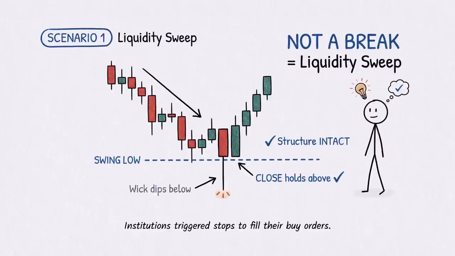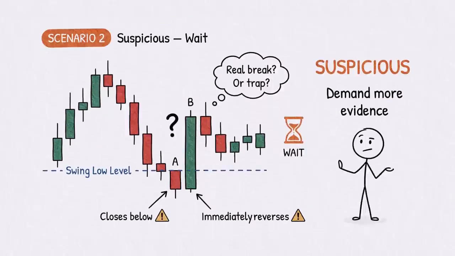Scenario 1. Price wicks below the swing low, then closes back above. That's not a break. That's what modern traders call a liquidity sweep. Institutions triggering stop losses to fill their orders. The wick went down, but the close held. Structure is intact.